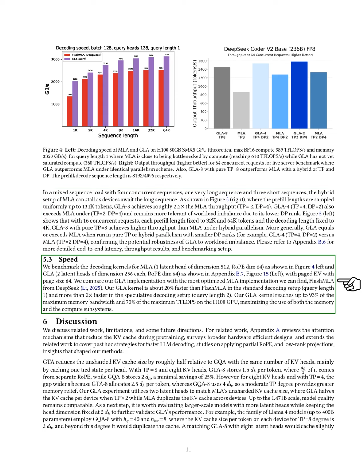Lastly, we benchmarked the decoding kernels for MLA and GLA. Our GLA implementation, which uses 2 latent heads of 256 dimensions each, is about 20% faster than the optimized MLA implementation, Flash MLA, in standard decoding and over twice as fast in speculative decoding. Our GLA kernel utilizes up to 93% of the maximum memory bandwidth and 70% of the maximum TFLOPS on the H100 GPU, effectively maximizing both memory and compute resources.